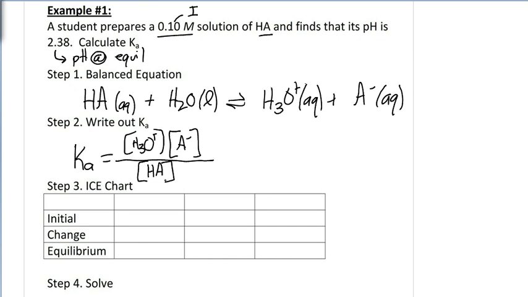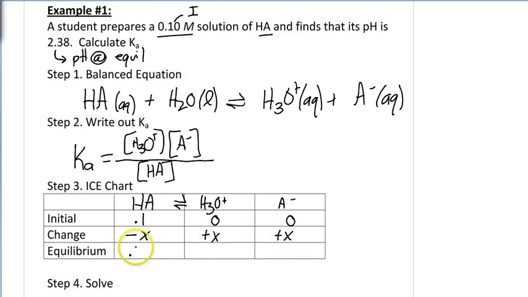So there's your generic Ka expression. You can do an ice chart just like we did in the last unit. Hey, who knew that there are so many applications for K? It's pretty cool, isn't it? So we know that our initial concentration of HA is 0.1, and we have none of our products initially. We know that our change will be minus x, and plus x, because the coefficients are all 1.